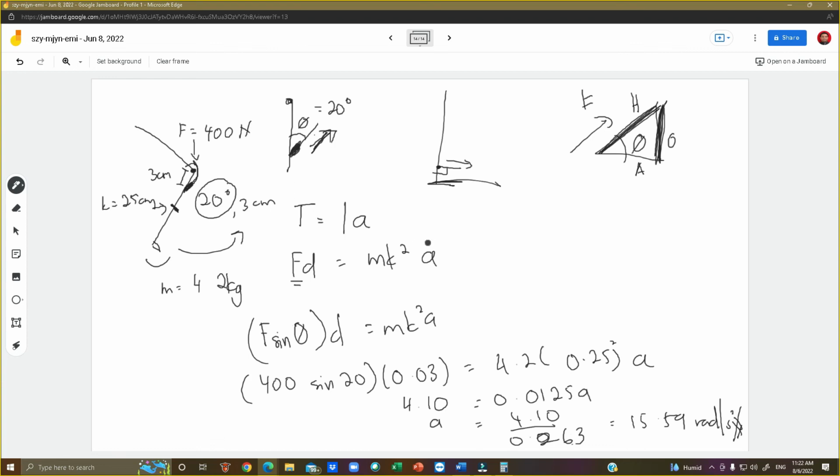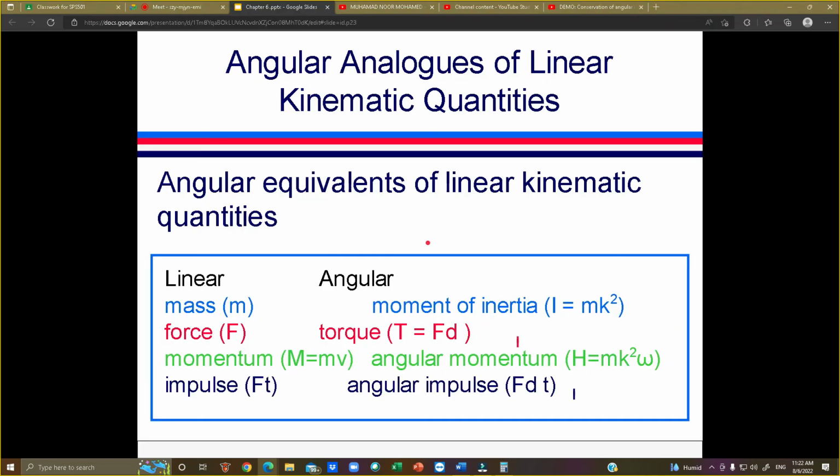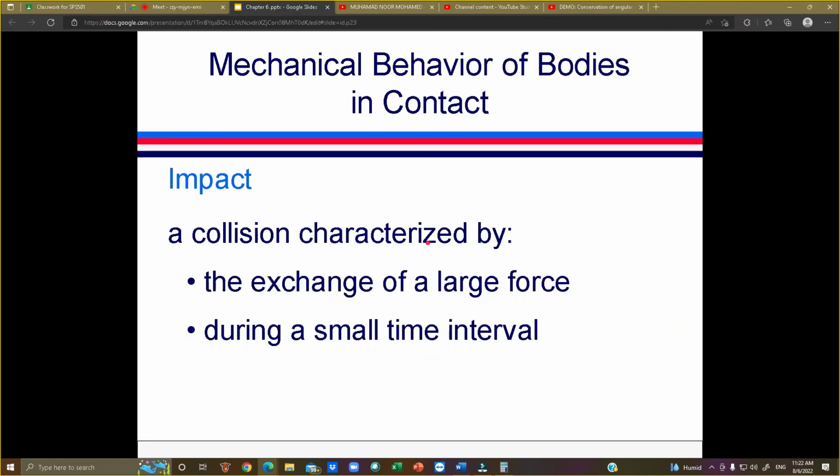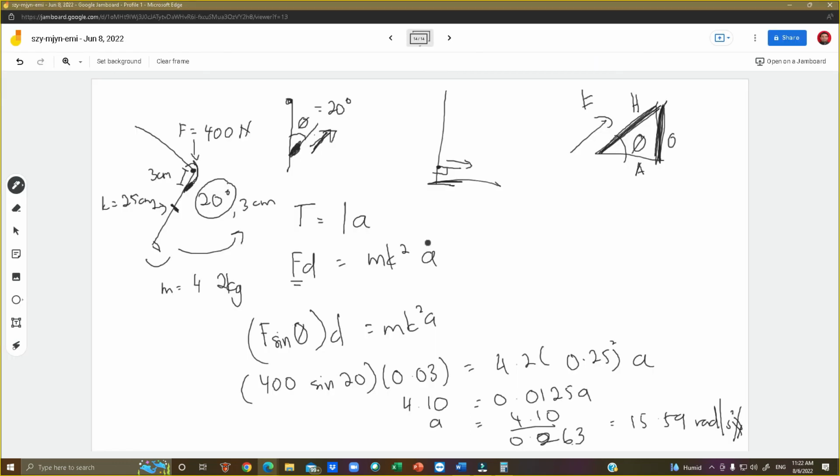Okay, so let's go to the last topic. Ada soalan? Sir? Yes. Meaning yang F sin theta tu dia digunakan ketika bukan 90 darjah ke macam mana? Bukan 90 darjah lah kiranya.